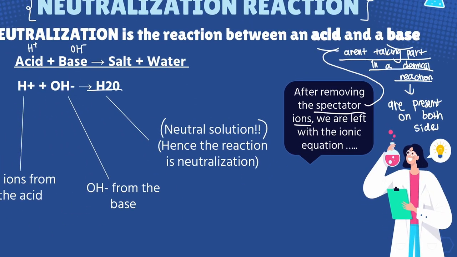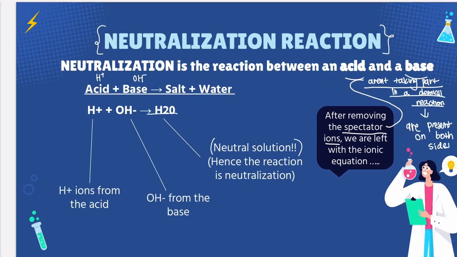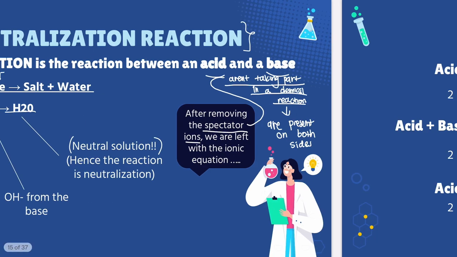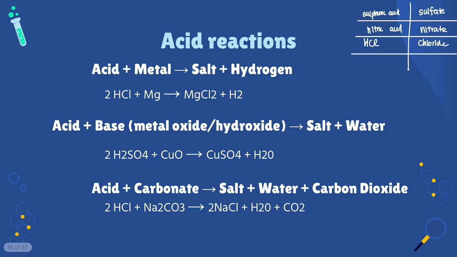So if we remove these spectator ions, we're left with the ionic equation. What basically are spectator ions? Spectator ions are ions that aren't taking part in the chemical reaction, and they're also present on both sides of the reaction. Acid reactions. So acid plus metal forms a salt and hydrogen.